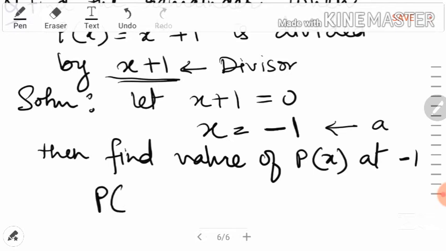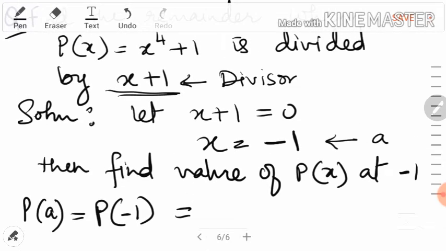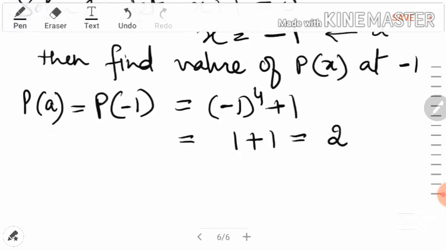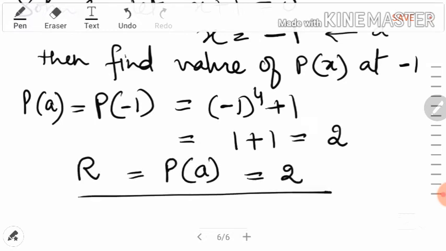Then we find the value of polynomial at minus 1, which is same as p of a according to the theorem. So substituting minus 1 in place of x, on solving we get 1 plus 1, because minus 1 to the power 4 will be plus 1, equal to 2. Now according to the theorem, remainder is p of a. So that is equal to 2.